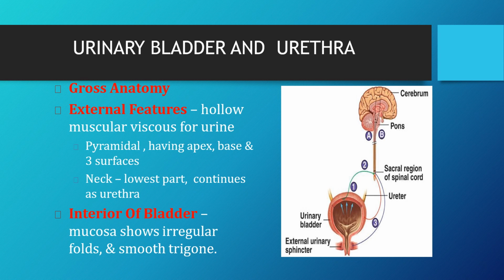And in the interior of the bladder, the mucosa shows irregular folds and a smooth trigone. The trigone is a triangular area having a smooth surface. The rest of it has irregular folds.